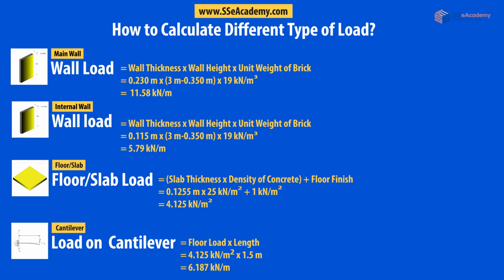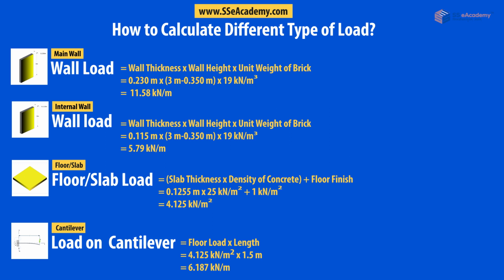The basic density or the unit weight of brick is 19 kilonewton per meter cube. So I have calculated the wall thickness into wall height and the unit weight of the brick. The basic wall thickness available is 230 mm, and from the clear floor to floor height of 3 meter, I have subtracted 0.350, that is the beam width.